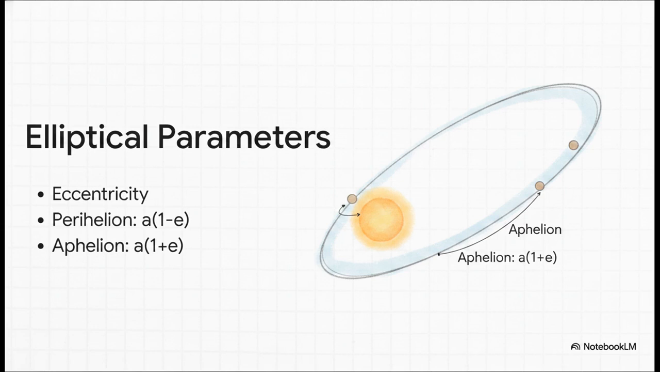Because of this stretched out geometry, a planet's distance from the sun is always changing. This gives us a mathematical closest point, the perihelion, which is just calculated by a times (1 minus e), and a farthest point, the aphelion, calculated by a times (1 plus e). That e stands for eccentricity. Basically, it just measures exactly how squashed our orbital map really is.